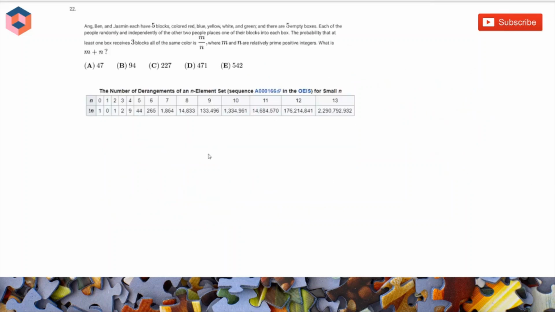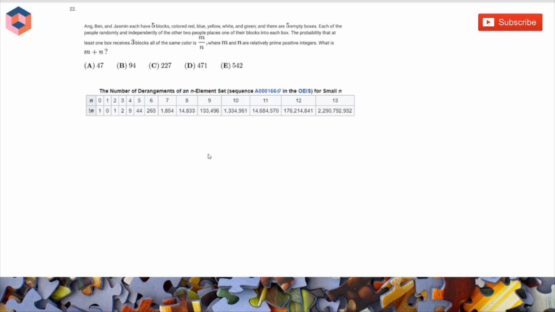Problem number 22. Ang, Ben, and Jasmine each have 5 blocks, colored red, blue, yellow, white, and green, and there are 5 empty boxes. Each of the people randomly and independently of the other 2 people places one of their blocks into each box. The probability that at least one box receives 3 blocks, all of the same color, is m over n, where m and n are relatively prime positive integers. What is m plus n?